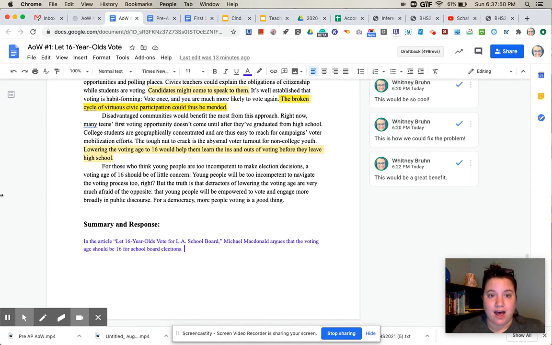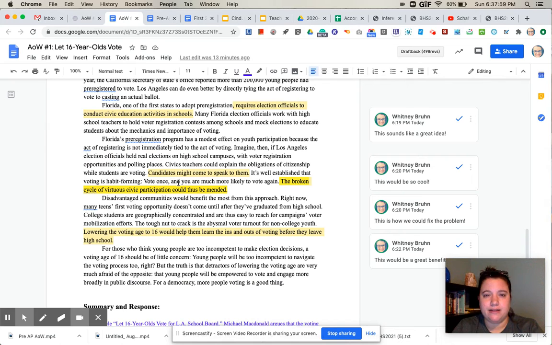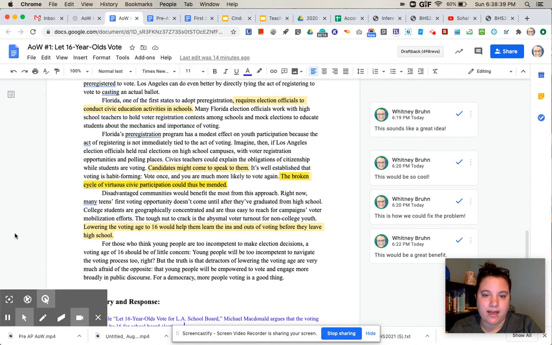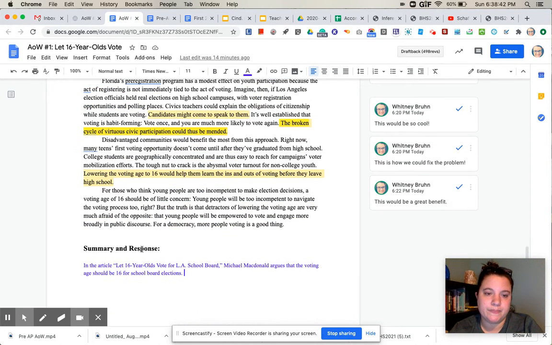Okay, so now that I have a topic sentence, I need to find a concrete detail that proves that topic sentence. So I need to look back in the article and I need to find maybe a quote or something that the author says that proves that he thinks that 16-year-olds should be able to vote, or that it would be a good thing, okay? So let's look through here. Okay, so I think I'm going to pick this right here where it says lowering the voting age to 16 would help them learn the ins and outs of voting before they leave high school.